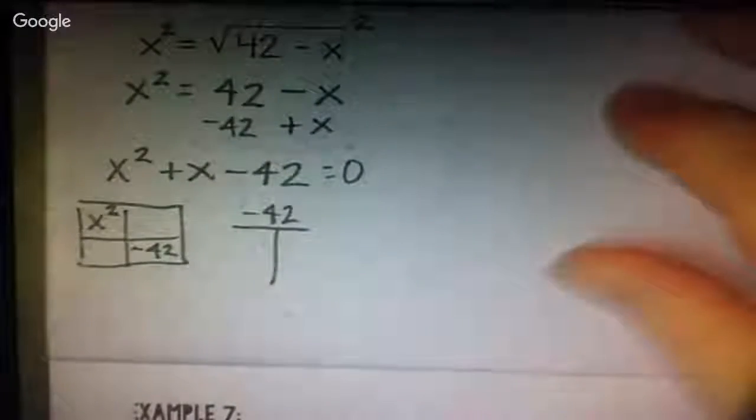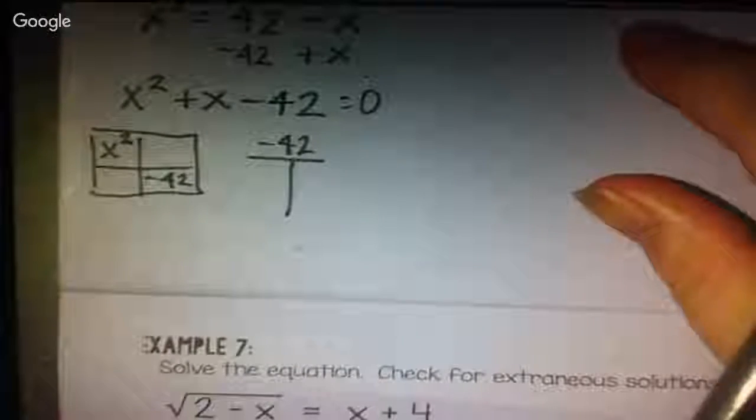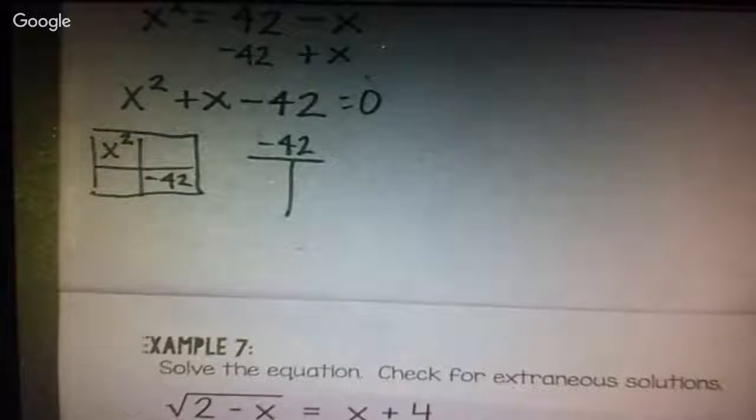Your A term goes in the top left box. Your C term goes in the bottom right. I need two numbers that multiply together to give me 42, and they go in the other boxes, once we pick a set. So I've got 1 and 42.